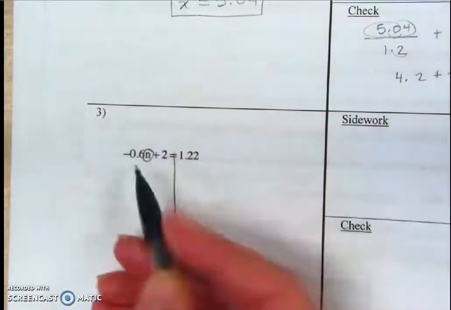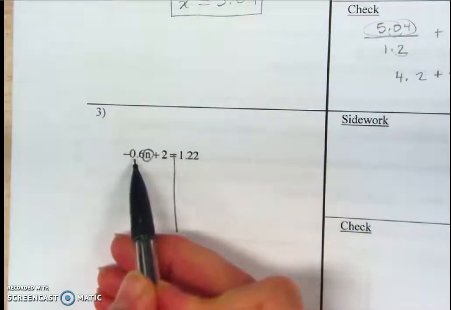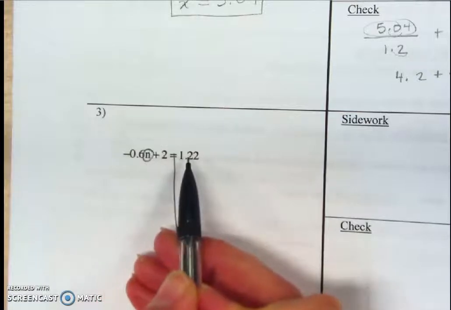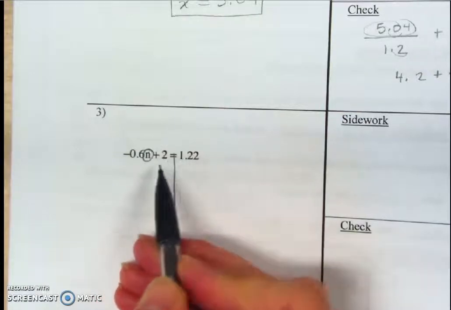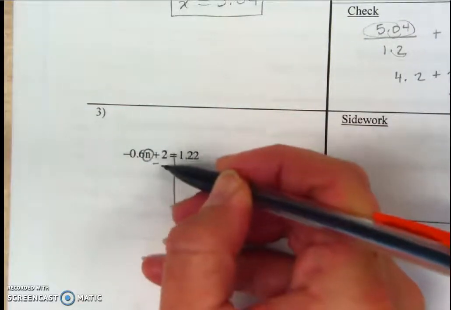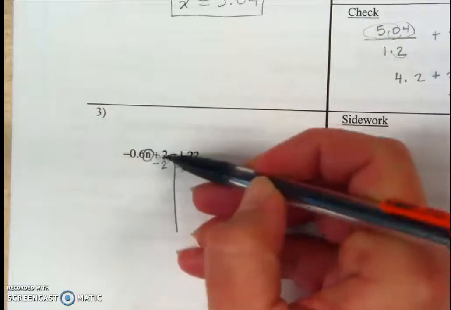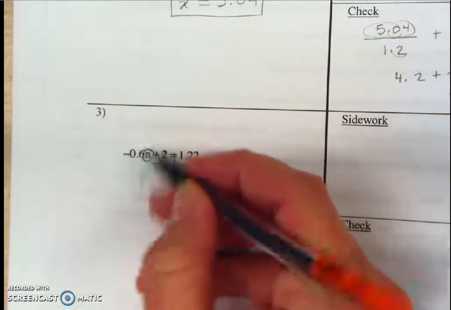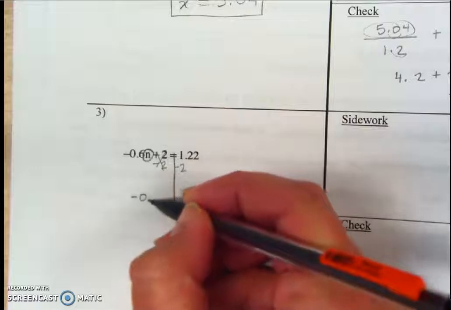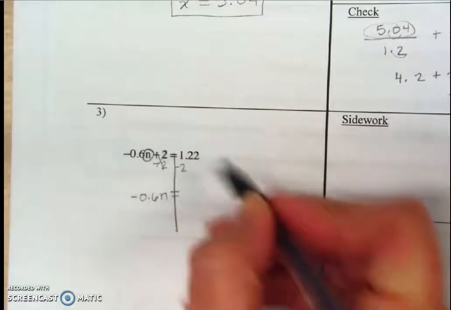Draw the line. Circle the variable. This means they were multiplying n by negative 0.6. Then they added 2, and they got 1.22. So the last thing they did was add 2, so the first thing I'll get rid of is that 2 by subtracting it. I'm going to subtract 2 from both sides. This will cancel out to 0. I'll bring down what I have left. Negative 0.6 n is equal to, well, let's work this out.